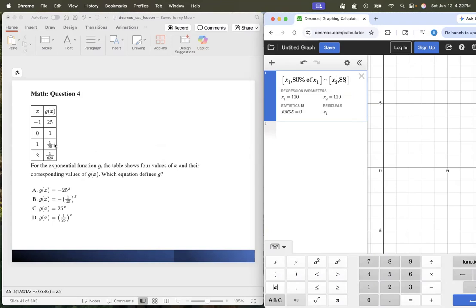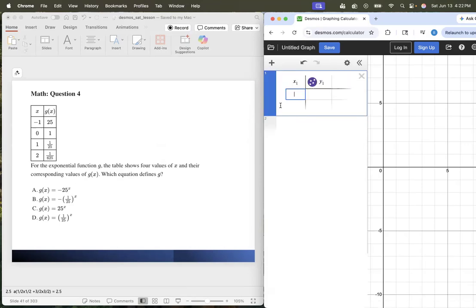A different function X and a G of X for the exponential function G. The table shows four values of X and their corresponding G. Which equation defines that? There are 2 ways of doing it. You can put at least 2 values in the functions and then see if it gives you the G of X, right? Or you can just plot it in Desmos and see what it will do. Since it's easy that way.